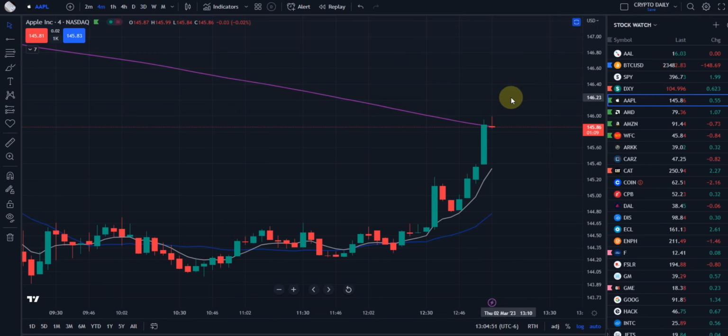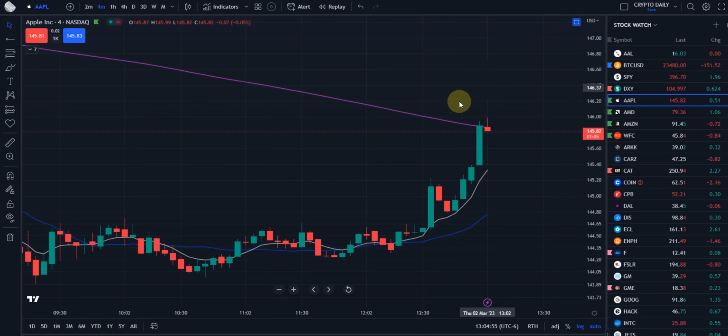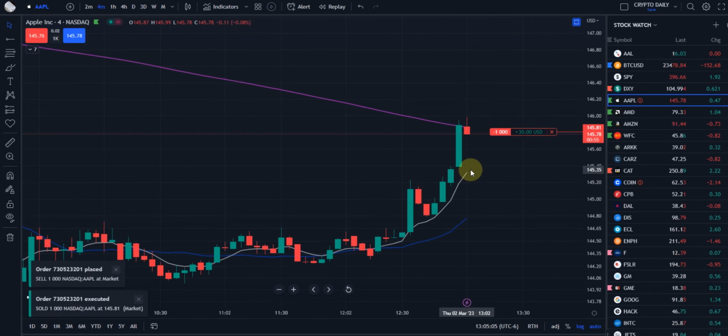Here we go, guys. Just a real quick video. Wanted to pop on here. We have a setup coming on with Apple. Wanted to hurry up and possibly get into this thing. Short position on the 4 minute chart here.